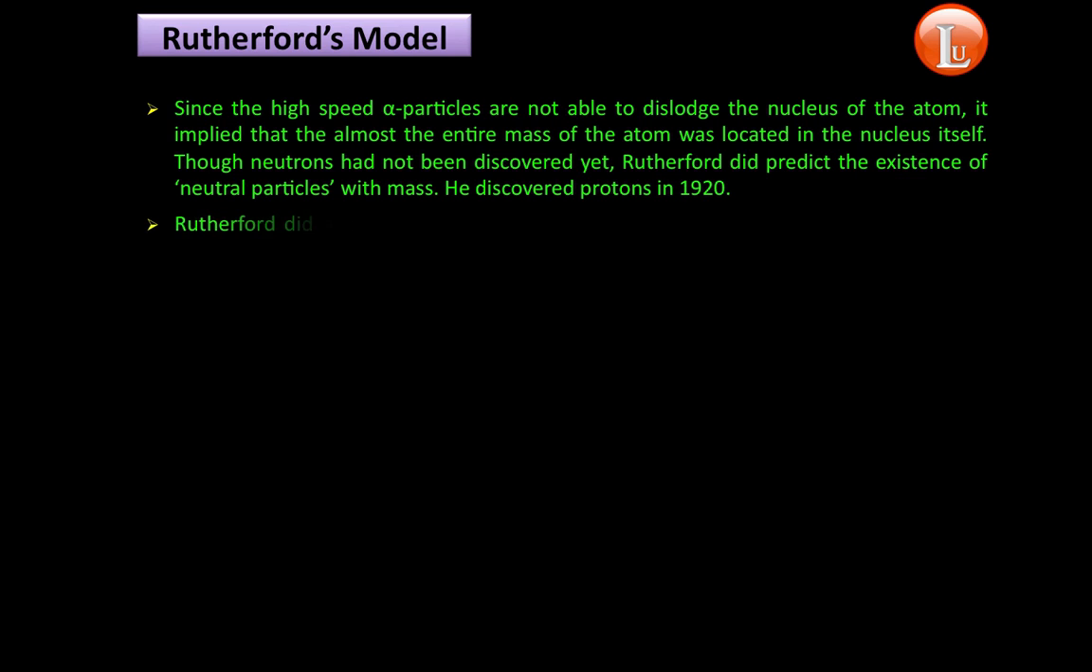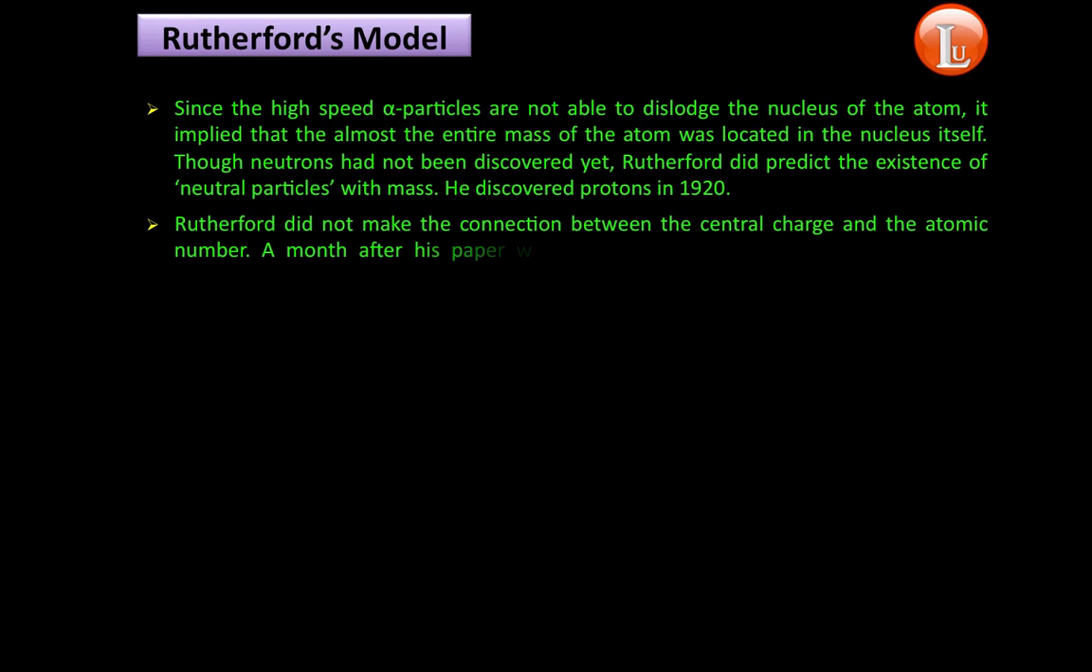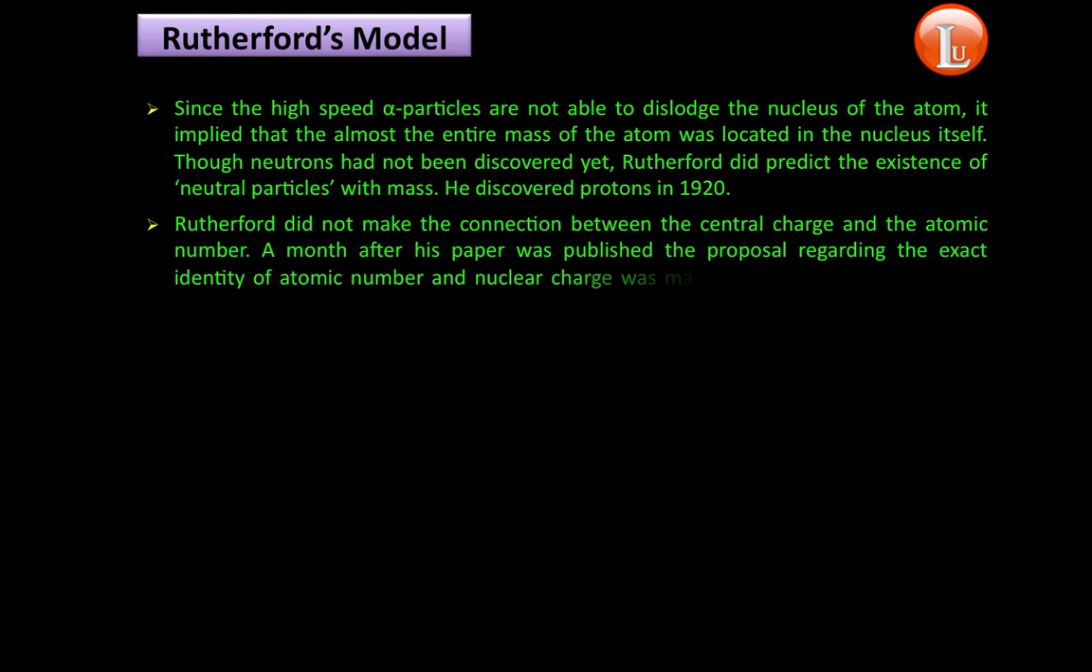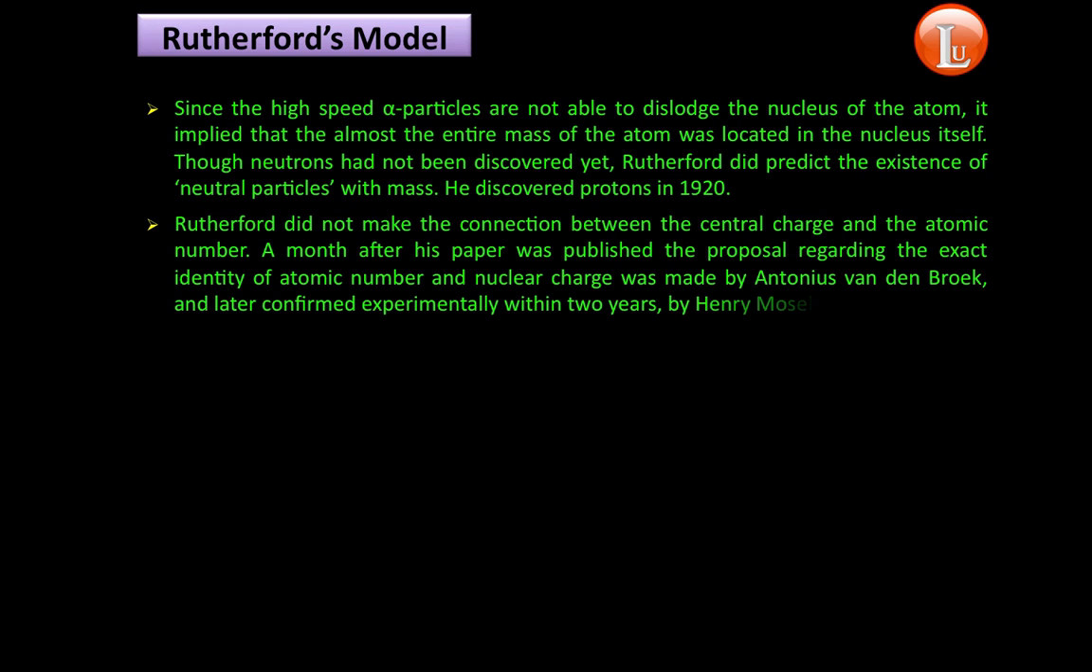Rutherford did not make the connection between the central charge and the atomic number. A month after his paper was published, the proposal regarding the exact identity of atomic number and nuclear charge was made by Antonius van den Broek and later confirmed experimentally within 2 years by Henry Moseley.